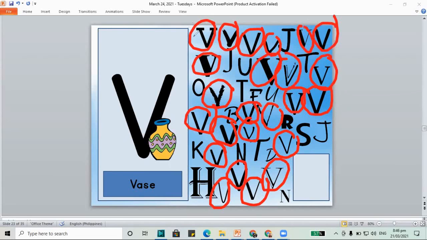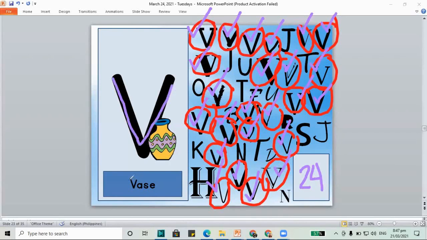Let's count how many. 1, 2, 3, 4, 5, 6, 7, 8, 9, 10, 11, 12, 13, 14, 15, 16, 17, 18, 19, 20, 21, 22, 23, and 24. So there are 24 capital letter V's for the vase. And vase has letters V, A, S, and the letter E, vase.